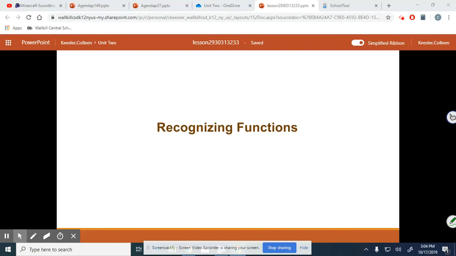Hi gang, today we're going to work some more on recognizing functions. Remember from yesterday, we talked about how a function is a set of values where each input only has one output, or each x is only paired with one y. Okay, so let's see some more ideas where this shows up.